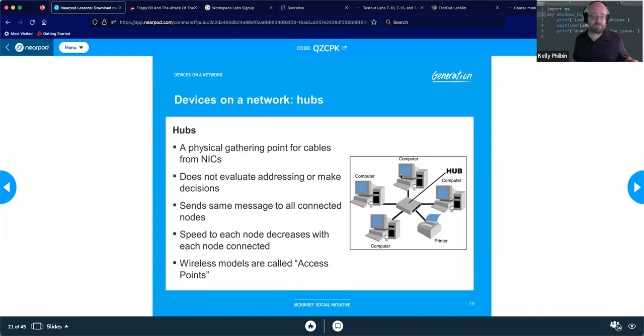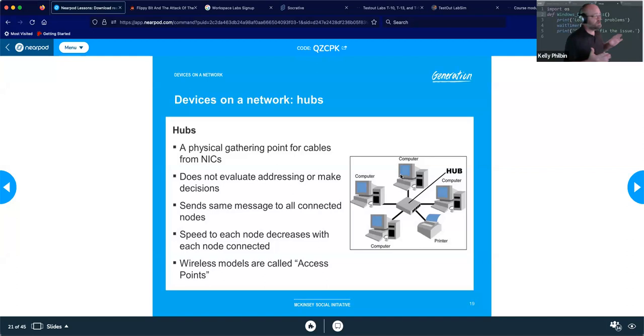Problem being, we still have data collisions. If more than one person talks at a time, it causes a data collision, and everybody has to back off. You have that carrier sense multiple access with collision detection as the waiting period before we can communicate again. So hubs can only work on really small networks. The more computers you added to the network, the more data collisions you would have, the slower your communications would go. So there is no particular way it communicates. It just quite literally blasts everything out.